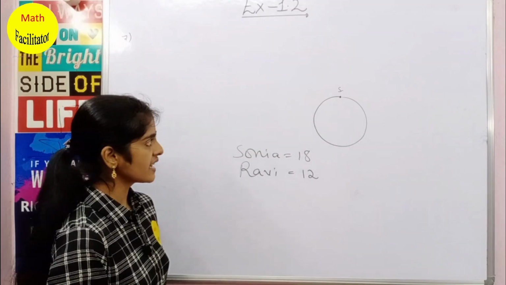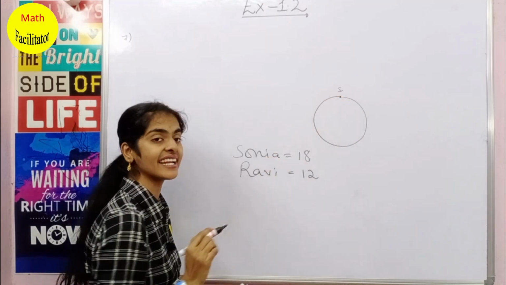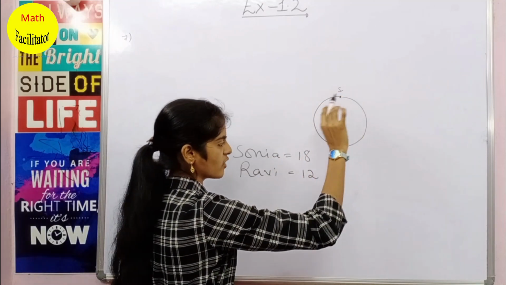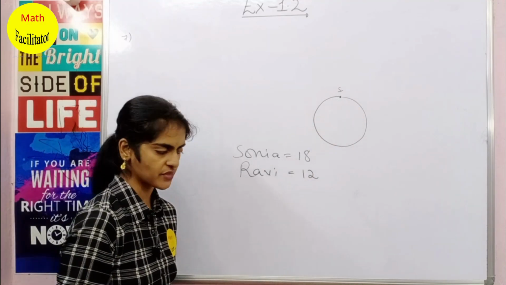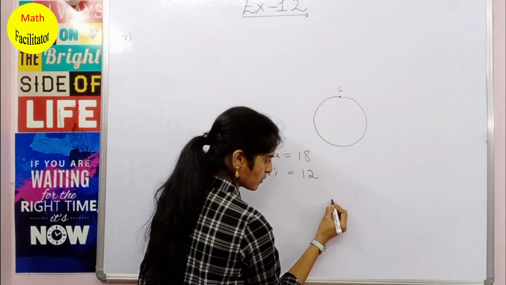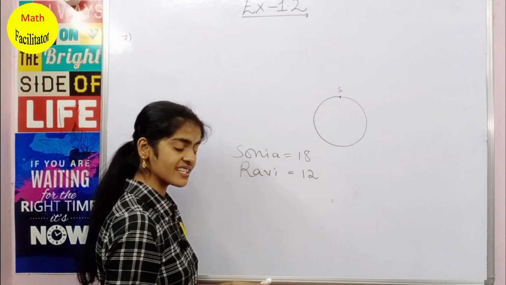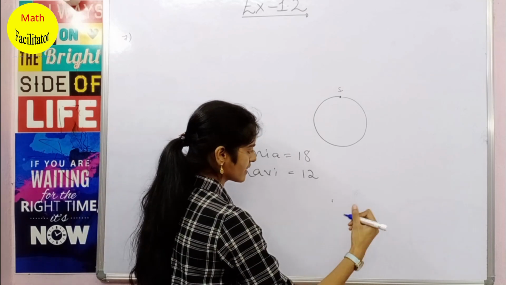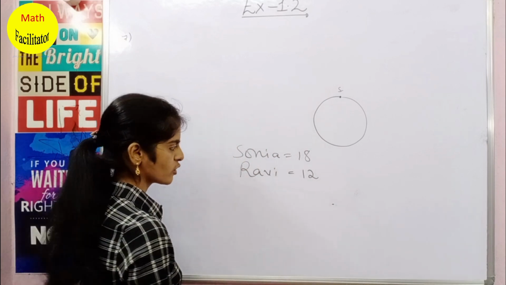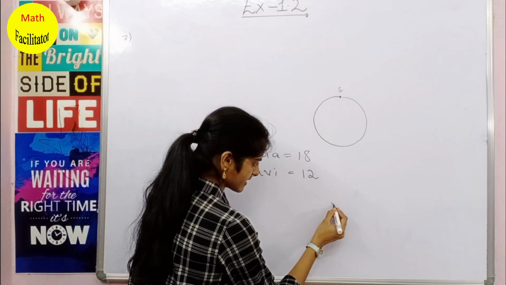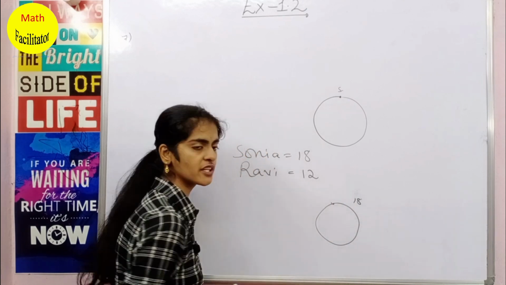Now here you can see that Sonia completes one round in 18 minutes. Ravi completes one round in 12 minutes. So Sonia and Ravi are starting from the same point. Suppose here this is the starting point. Sonia and this is Ravi, both are starting from the same point. So Sonia will be represented by black and Ravi by blue color. Sonia started and Sonia is running in this direction. She will take how many minutes? 18 minutes to complete one round.